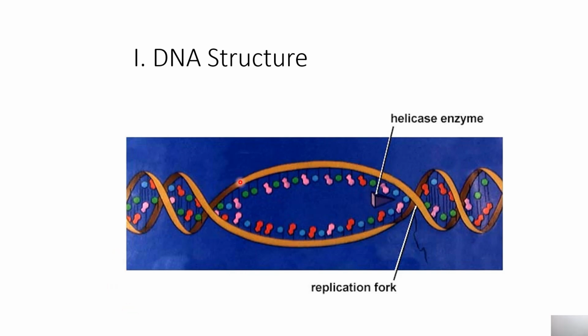These are helicases. Basically, helicases unwind the DNA structure. Otherwise, the DNA structure is a compact double helix, but the helicases unwind it, and this position is known as the replication fork.